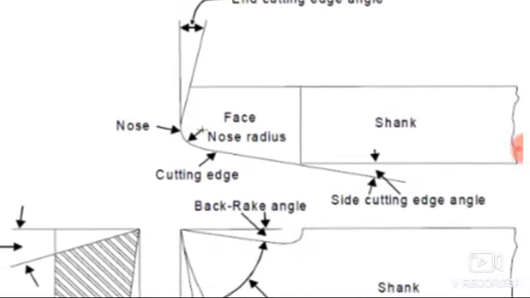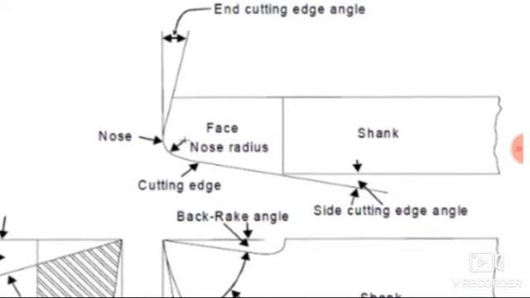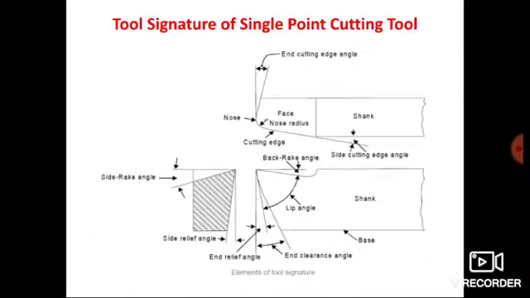And here you can see the side cutting edge angle. It is the angle made by the side of the cutting edge, the angle in between the side cutting edge and the side of the shank. So these are the different angles associated with a single point cutting tool.